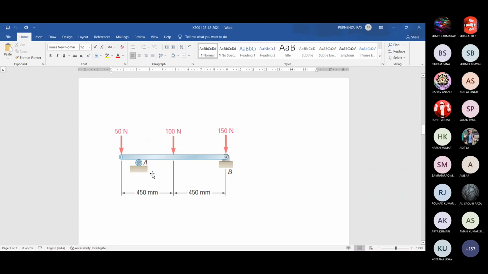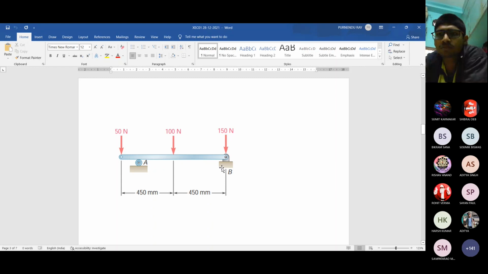Now you put the value of RA in the first expression, sigma Fy is equal to 0. That is RA minus 50 minus 100 minus 150 minus RB. So with the known value of RA, calculate the value of RB. The third equation comes from sigma Fx is equal to 0, which is not used directly.